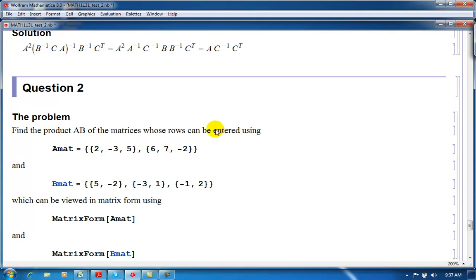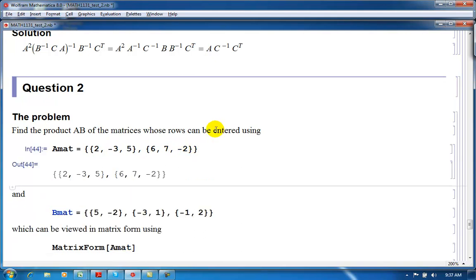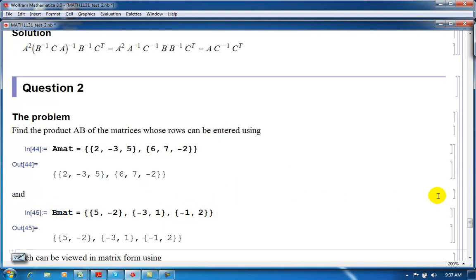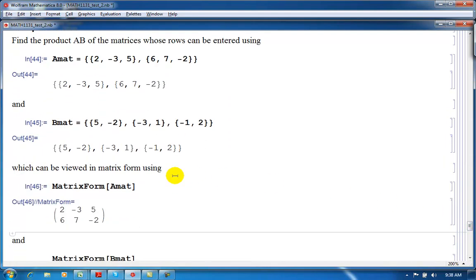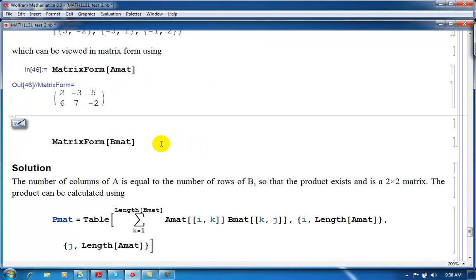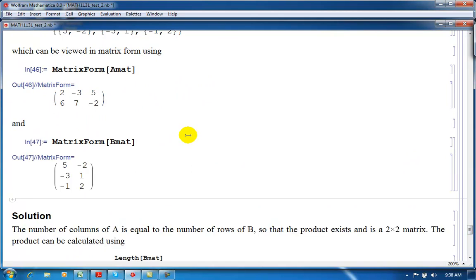We're given, we can enter the rows of the two matrices A using that, and B using that. And if we can view those as matrices using that and that. So we can see that the number of rows of the first matrix is equal to the number of columns of the second matrix. So that's the condition for the product to exist.